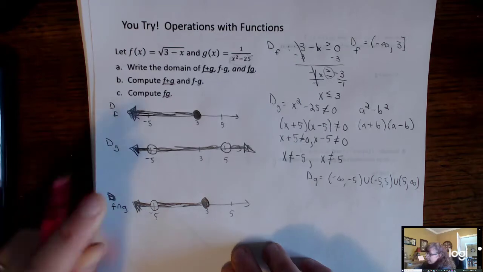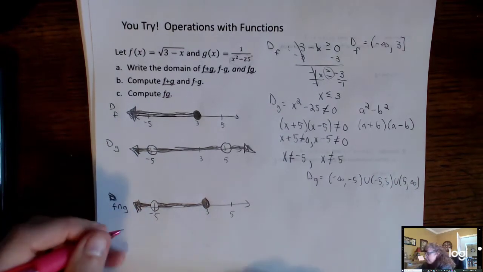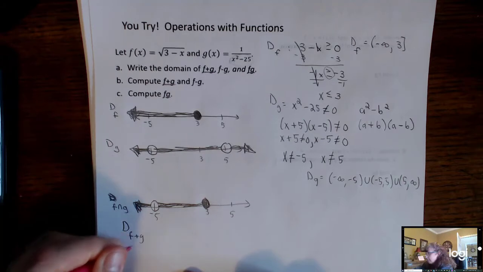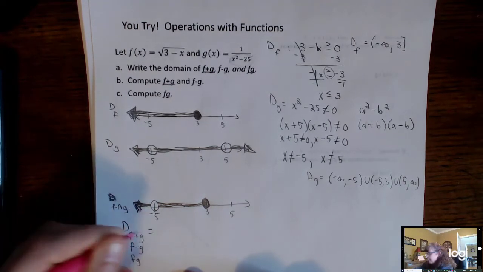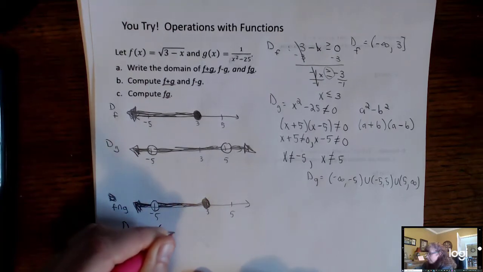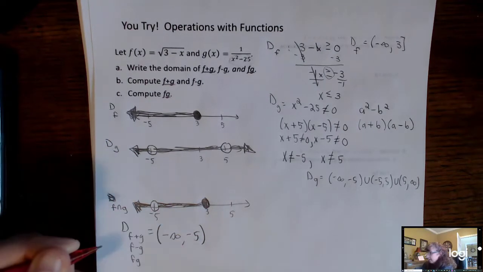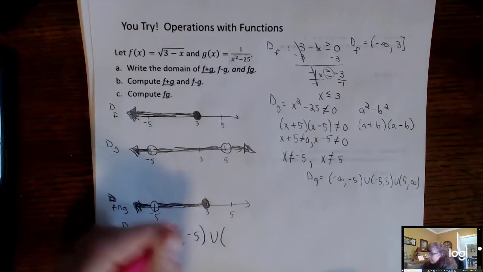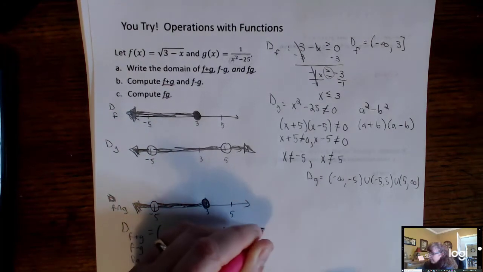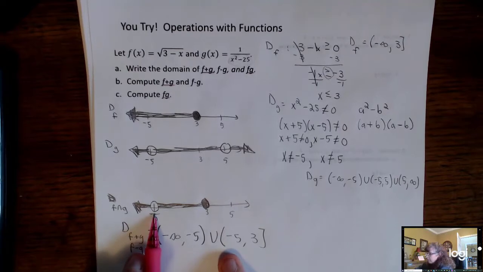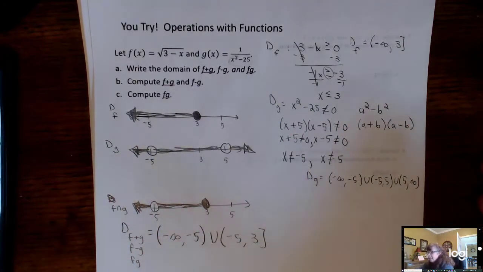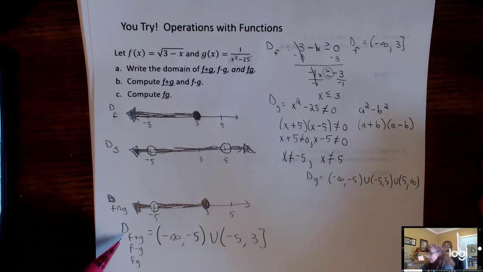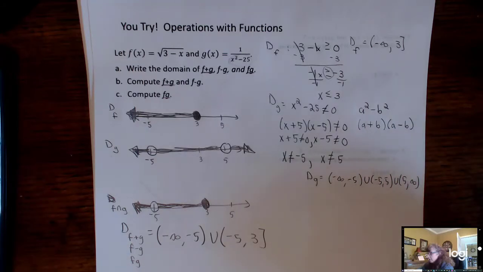And so everything else is in my domain. So then after you get the graph, then you want to put it in interval notation. So the domain of f plus g, f minus g, and f times g is the same. And it is, this piece goes from negative infinity to negative 5. Union, this piece goes from negative 5 to 3. Parentheses here because you're not including the negative 5, but a bracket here because you are including a 3. So it takes some time, but that's how you find the intersection of a sum, a difference, and a product.